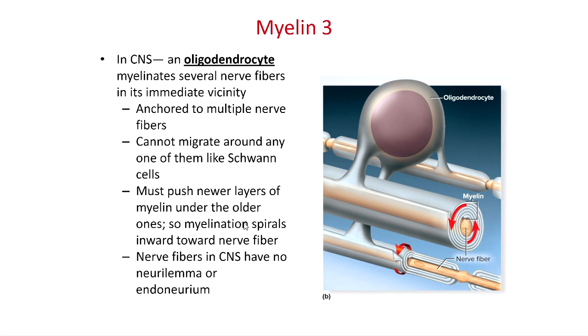Within the central nervous system, the oligodendrocytes do a similar process where they will extend a pseudopod, or false foot, and that pseudopod will then migrate around and wrap itself around, spiraling around one individual section of the axon of a neuron or a nerve fiber. A key difference between the oligodendrocyte and the Schwann cell is an oligodendrocyte will be anchored to multiple nerve fibers, where a Schwann cell will only be anchored to one.